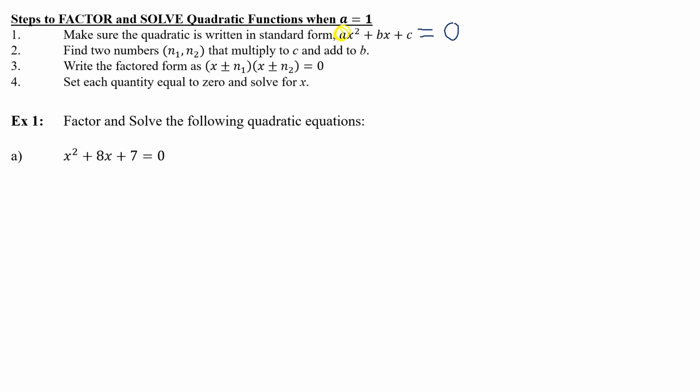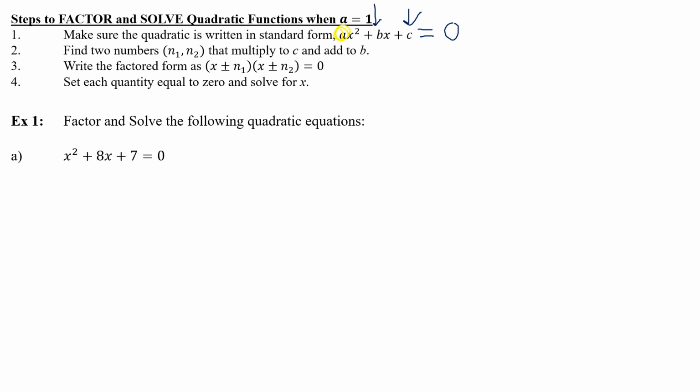Step 2 says find two numbers, n1 and n2. I labeled them n1 and n2 because n1 is going to be the first number, n2 the second number. They're not going to be written as an ordered pair like that. I was just trying to show you that I'm finding two numbers. We want two numbers that when we multiply them together give us this c right here, but when we add those same two numbers, it gives us that b. Step 3 says write the factor form as x plus or minus the first number times x plus or minus the second number equal to 0. Once we do that, we set each quantity equal to 0 and solve for x. This can be a little bit tricky, but we'll work through it example by example.